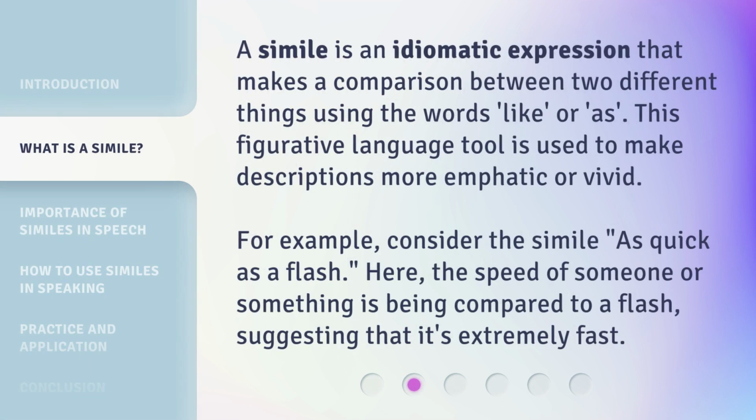A simile is an idiomatic expression that makes a comparison between two different things using the words like or as. This figurative language tool is used to make descriptions more emphatic or vivid. For example, consider the simile, as quick as a flash. Here, the speed of someone or something is being compared to a flash, suggesting that it's extremely fast.